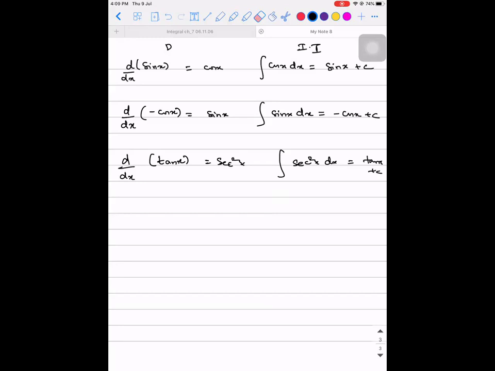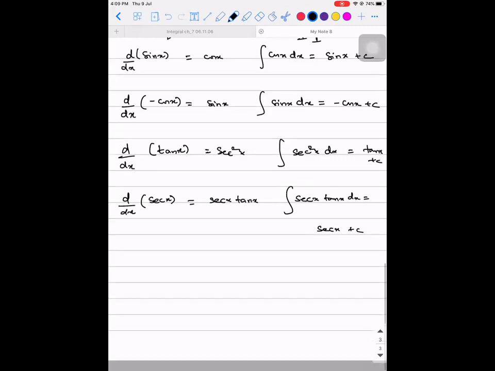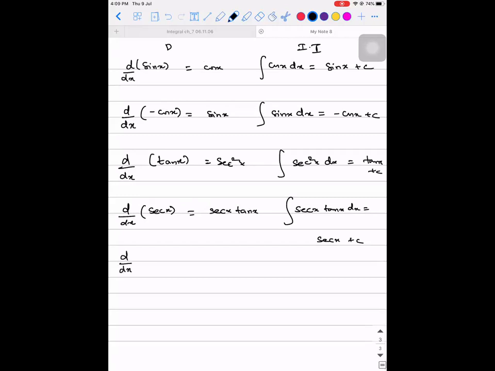If you look at all the sheets that you have, you don't have anything. Okay, there's one more confusion that will start, so don't make this mistake. So the next one. First, let's write down the derivatives of all the trigonometric functions. Similarly, derivative of secant x, what will it be? Secant x tan x. So then the integral of secant x tan x should be what? Secant x plus c.